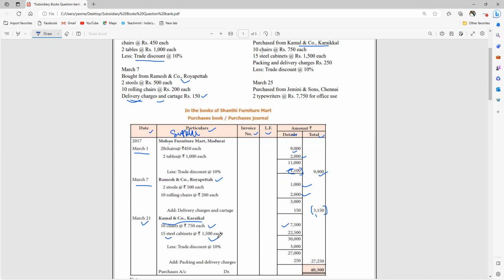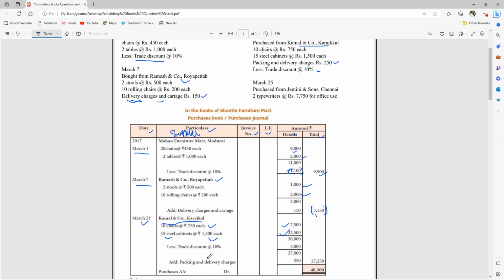15 into 1,500 is equal to 22,500. Now, they have given both things, packaging and delivery charges, and also the trade discount. First we have to deduct the trade discount, later we need to add the packaging and delivery charges. Why? Because if you add the packaging and the delivery charges first and later deduct the trade discount, then the trade discount amount will be more. It will be showing more, which will be a loss for the sales company.